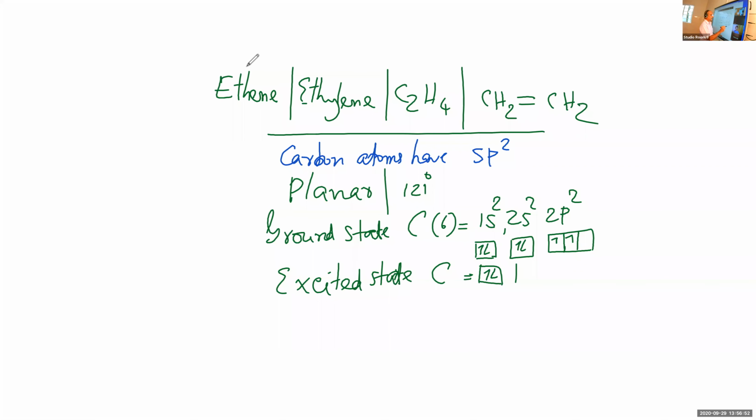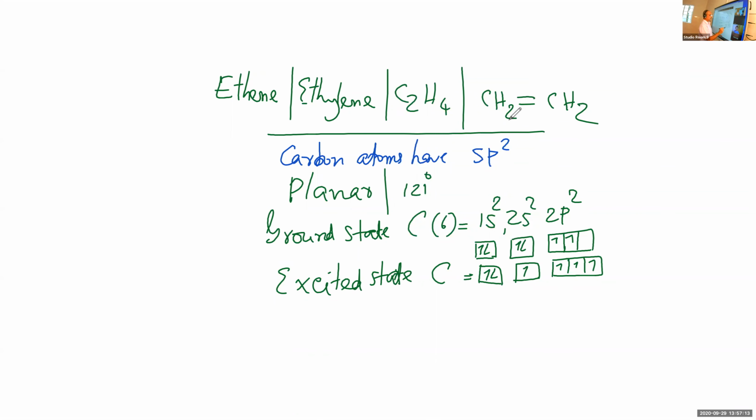In the 2p, now there is only 1 electron, and in the 2s 1 electron, 2p, there are 3 electrons, but 1 electron each in each orbital. This is the nature of the excited state. After getting the excited state, what happens?